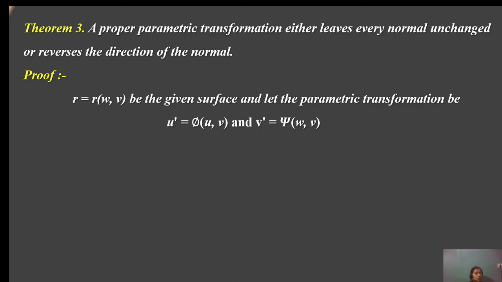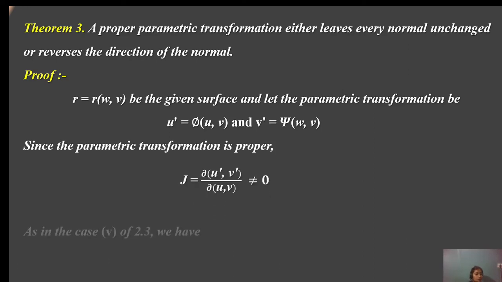Let r equals r(u,v) be the given surface, and let the parametric transformation be u dash equals phi of (u,v) and v dash equals psi of (u,v). Both of these change u, v in this equation. Since the parametric transformation is proper, the Jacobian J equals del of (u dash, v dash) upon del of (u,v) is not equal to 0, and R1 cross R2 is also not equal to 0.